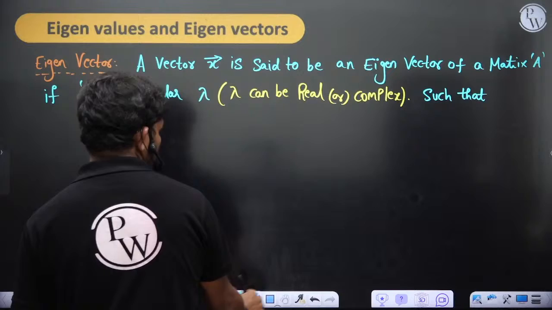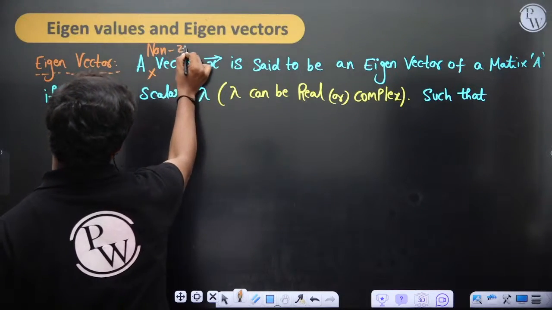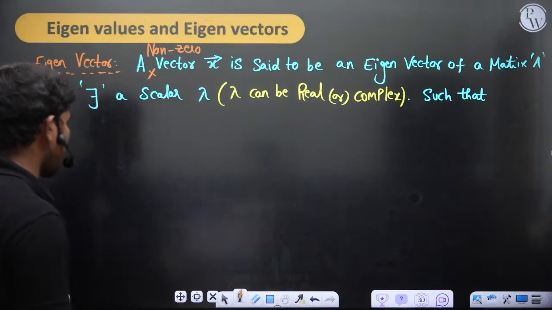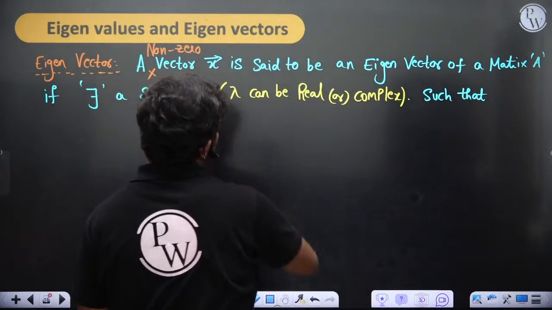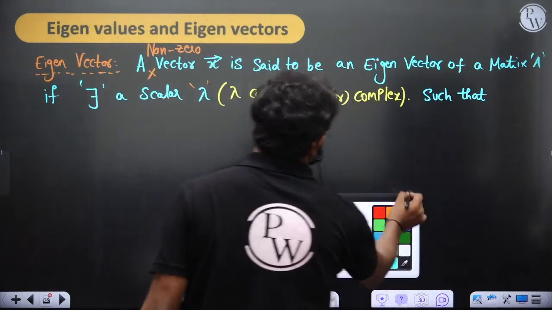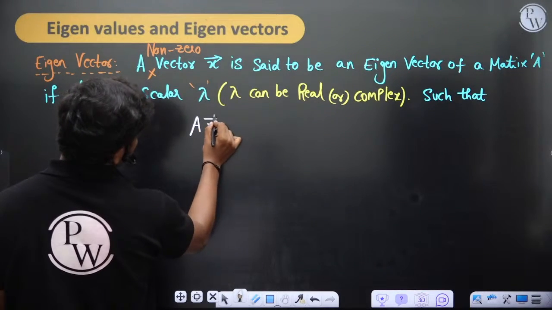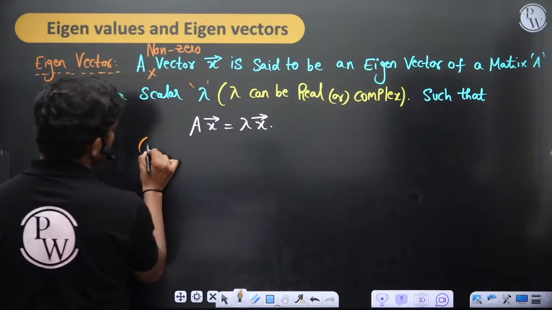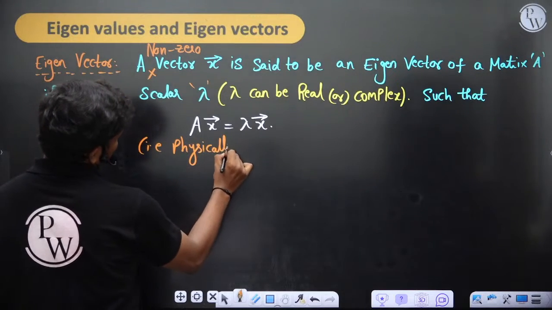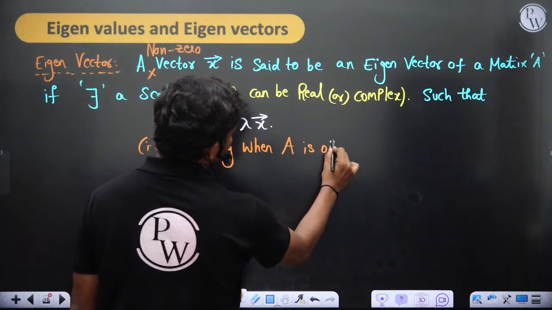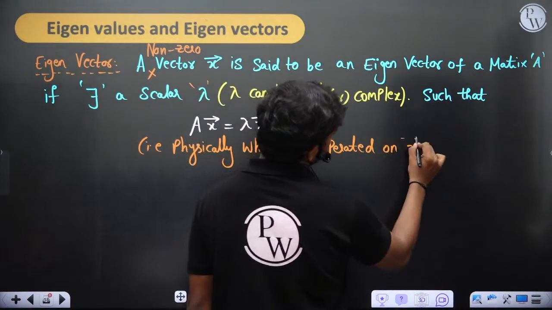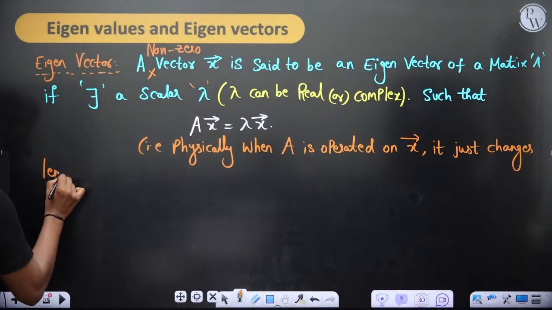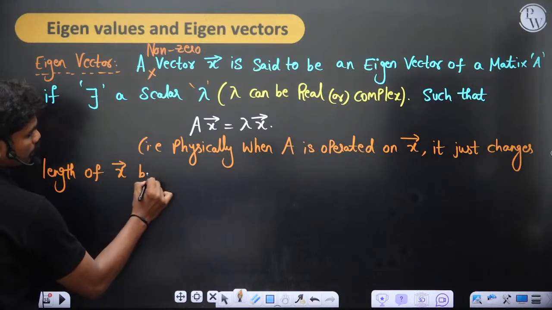A small correction, guys, please make this correction: a non-zero vector. Please make this, it's non-zero. So a non-zero vector x is said to be an eigenvector of a matrix capital A if there exists a scalar lambda, where a scalar is some physical constant maybe, so lambda can be real or complex, such that Ax is equal to lambda x. Which means physically, when A is operated on x, it just changes the length of x, but not its direction.